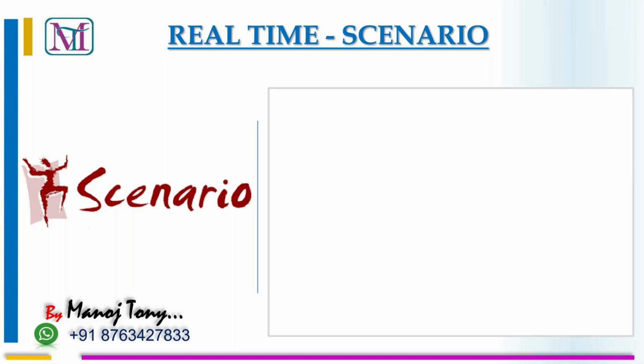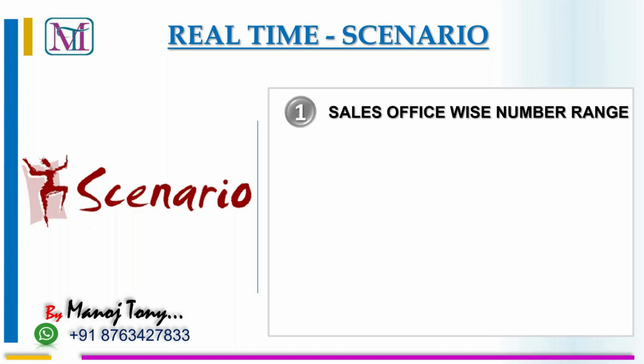What are the real-time scenarios included in this session? First requirement is that the system should determine the sales document number range based on sales office wise, not from the sales document type control. This requirement cannot be fulfilled by the standard configuration, so we have to go for the enhancement. Here I will show you how to write a functional specification for this requirement, and we'll share it with the ABAPer, and the ABAPer will develop the technical spec. A very important point is that the technical spec is already developed in this system, so we'll check it in practical.